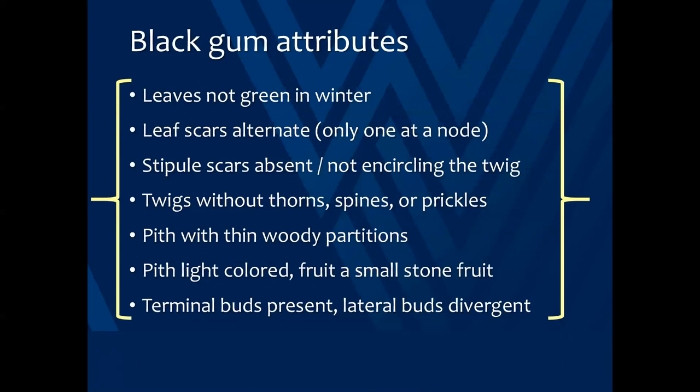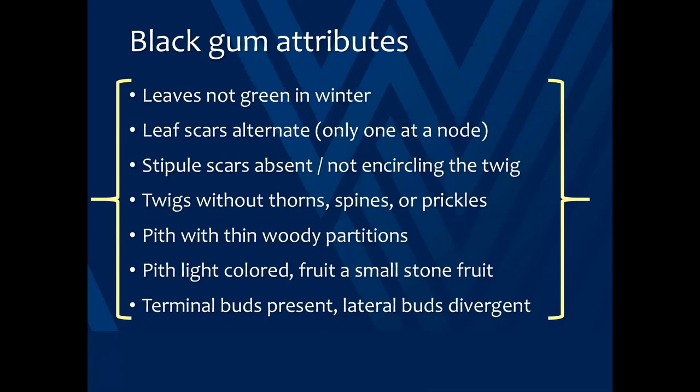But we could think of trees and shrubs this way, as these sets of attributes that are unique to the tree. But you have to remember that this set of attributes is unique only for black gum, and only in the region where this key was developed. If we expand that region, we might find another tree with similar attributes, and then we would have to add in some other features to help us distinguish that from black gum. And hopefully that'll become more clear as we move along.